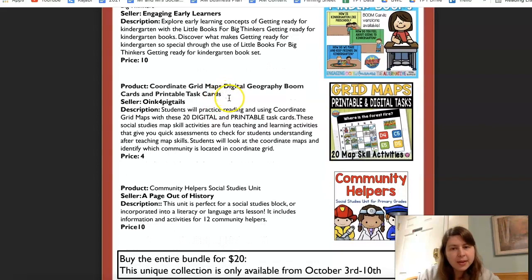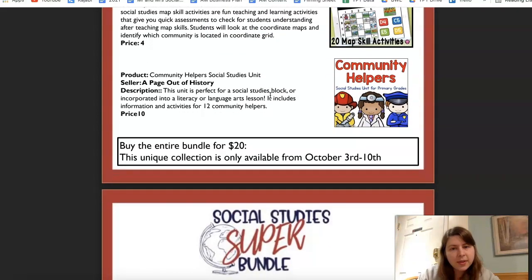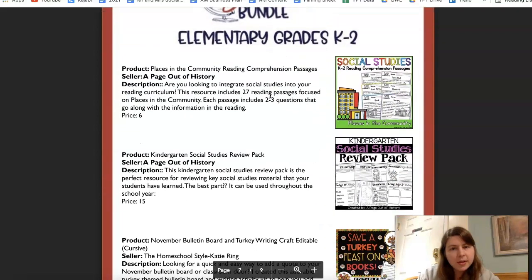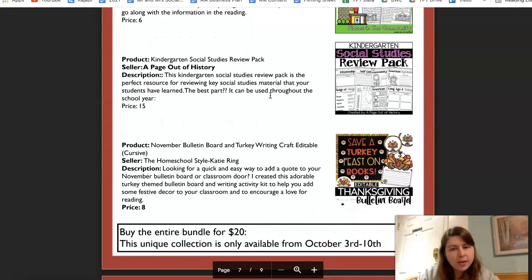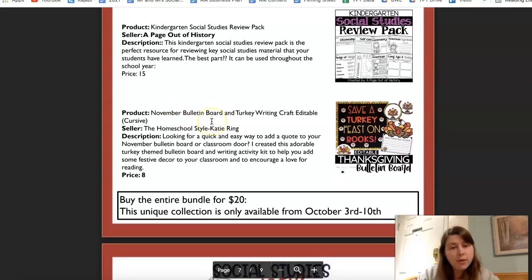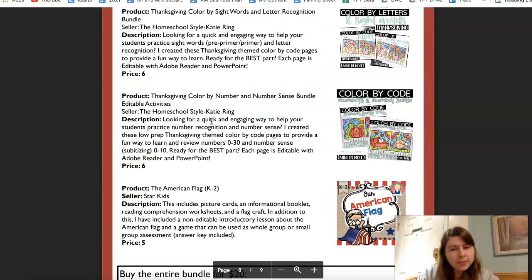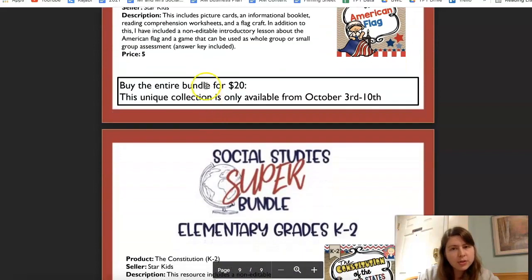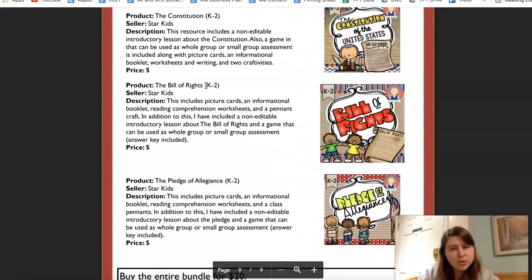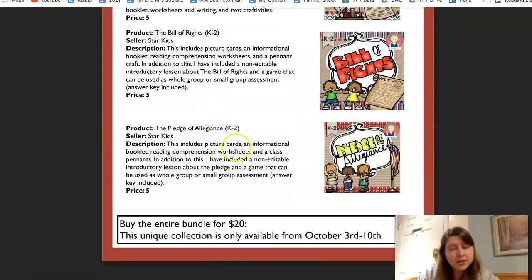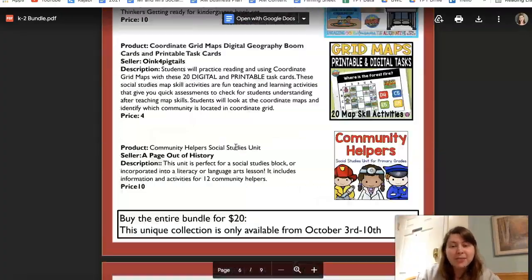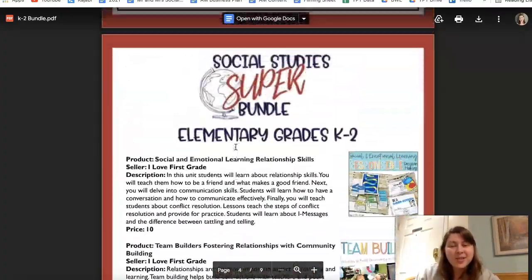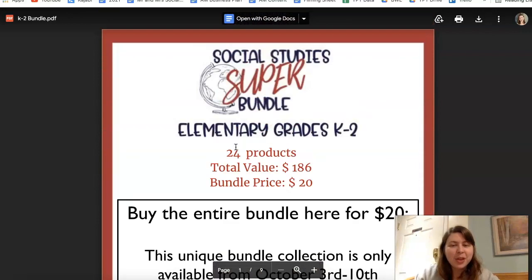Some more mapping with boom cards here. Places in the community. Some resources actually for November coming up. Some holiday resources, things about the American flag, the Constitution, Bill of Rights, Pledge of Allegiance. So a lot of good stuff. Again, I can't speak to it too much just from my own lack of experience at the young grade levels, but I think it's really awesome that more teachers will get to benefit from these.